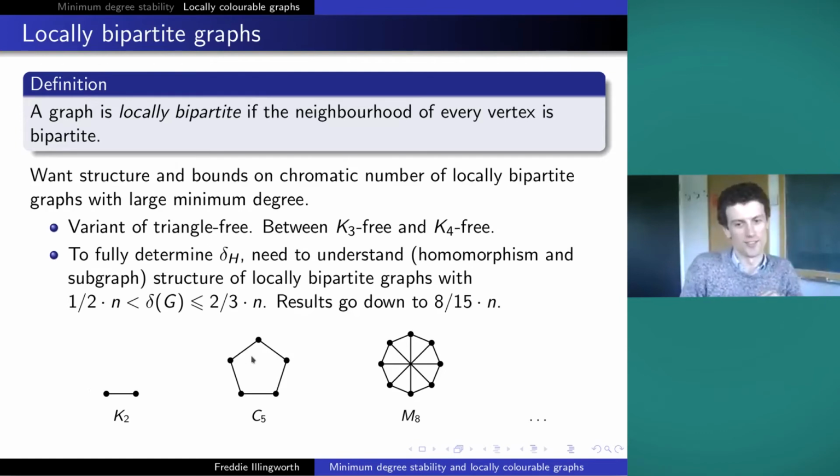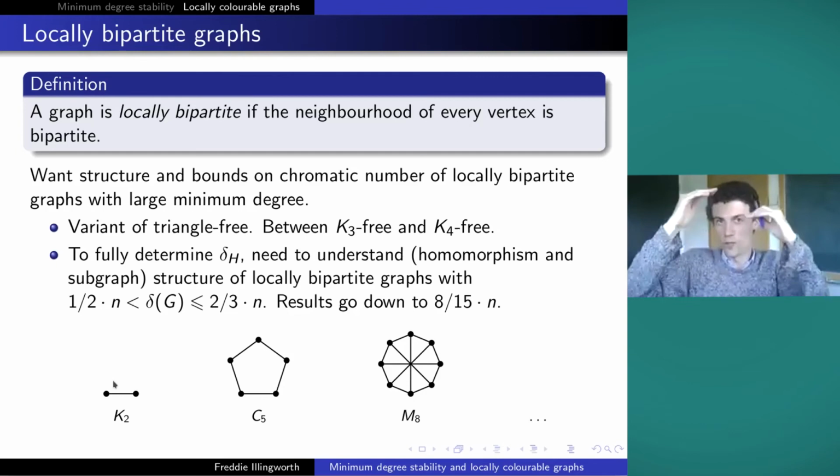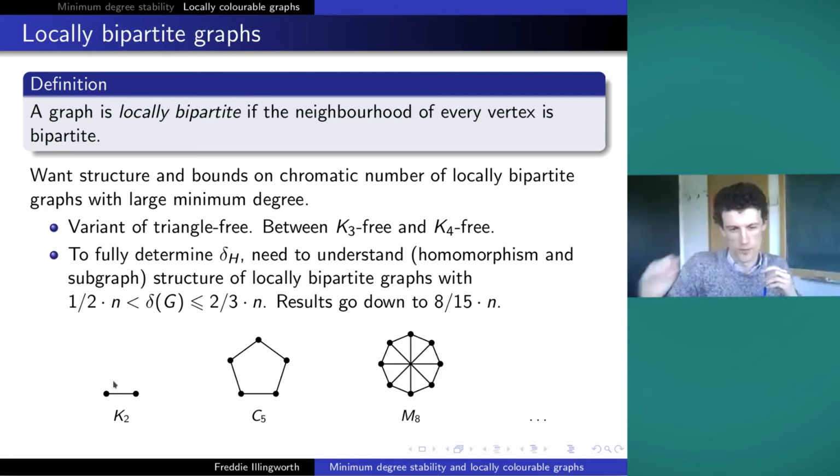If you go a bit further down, you get to 3/8, then suddenly a new graph appears, this sort of Mobius ladder thing, which is an 8-cycle with edges across. And for triangle-free graphs, over 30 years, this has been determined fully. So these are the graphs, and as you drop the minimum degree, this is what you know about the structure of your triangle-free graph. So we're looking for those sorts of things.